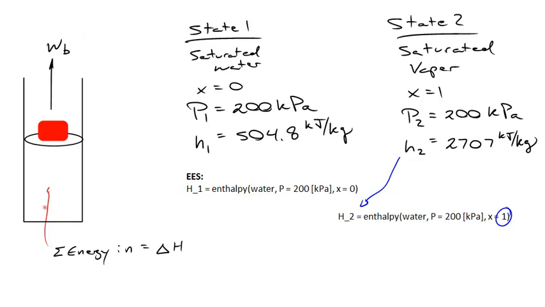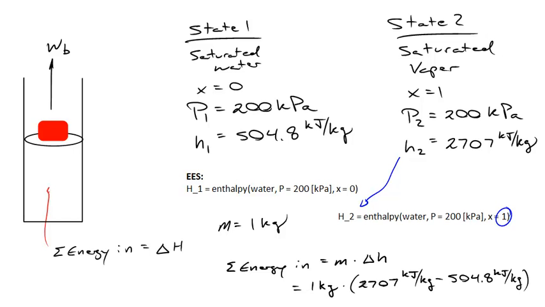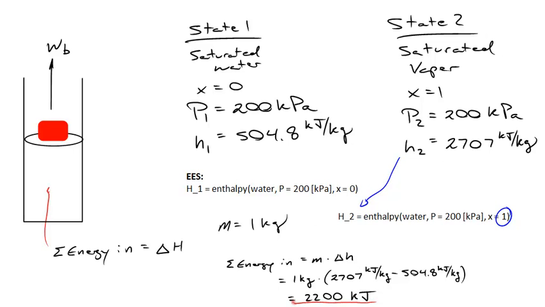So if, for example, you wanted to figure out the amount of energy needed to go from state 1 to state 2, in which some boundary work is being done, under constant pressure, we could say that the total amount of energy in has to equal delta H. And if we said, for example, there was a mass of 1 kilogram of water, the total amount of energy in has to equal the mass times the change in specific enthalpy. So in this case we'd have 1 kilogram times H2 minus H1, 2,707 minus 504.8, and the difference is equal to 2,200 kilojoules.